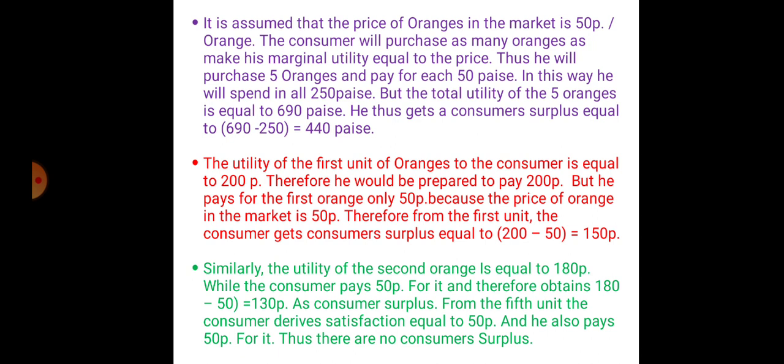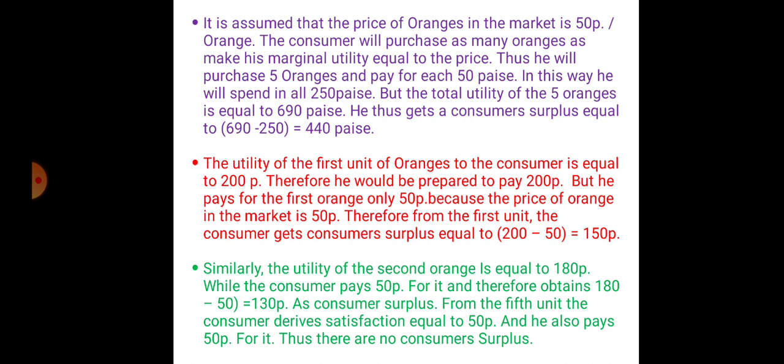The utility of the first unit of oranges to the consumer is equal to 200 paise. Therefore, he would be prepared to pay 200 paise. But he pays for the first orange only 50 paise because the price of orange in the market is 50 paise. Therefore, from the first unit, the consumer gets consumer surplus equal to 200 minus 50, that is equal to 150 paise. Already it is given in the example.